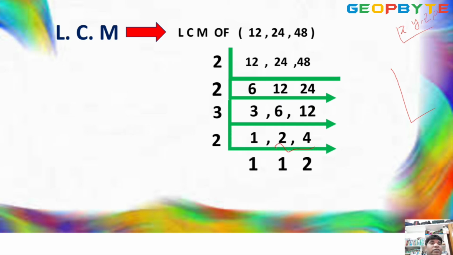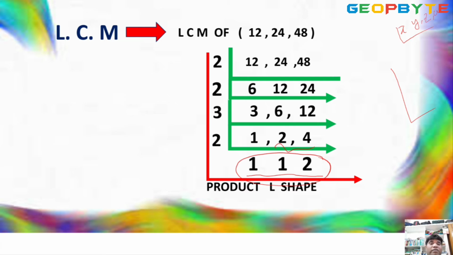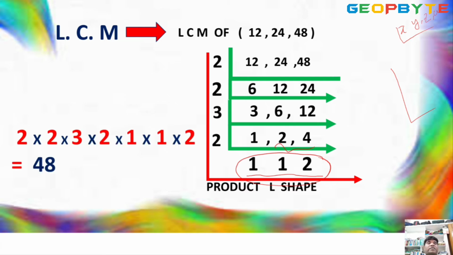1 directly replaces. 2 ones are 2, 2 twos are 4. Here 1, 1, 2: three numbers. Out of these three numbers, a minimum of 2 numbers are not divisible by any single number, so stop the process. Finally, you have to take the product of the L-shaped numbers, which is called the LCM. What is the LCM? 2 into 2 into 3 into 2, into 1 into 1 into 2. So multiplying, 48 is the answer. Okay, children. Next.